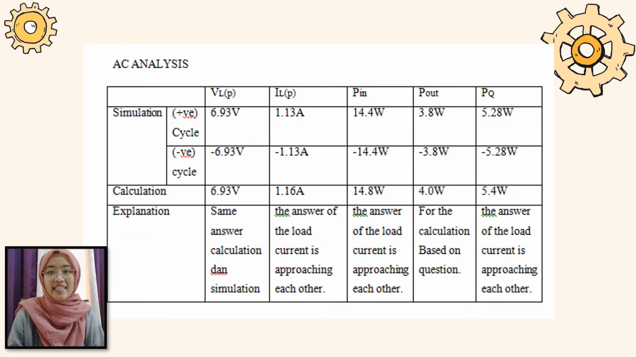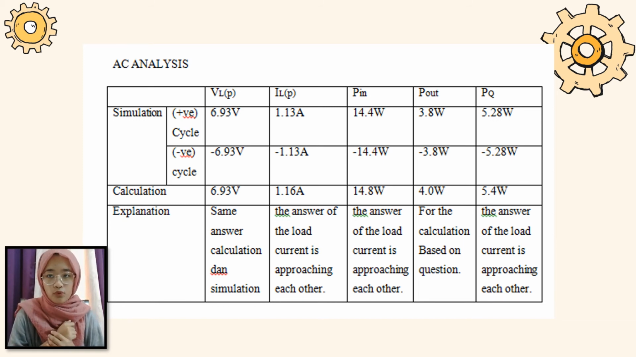For AC analysis, we find the values of load voltage, load current, power input, power output, and power dissipated. For simulation, we have two values, one for the positive cycle and one for the negative cycle. For the negative cycle, the value will be negative and vice versa for the positive cycle. For load voltage, the simulation and calculation values are the same, which is 6.93 volt. Next, for I load, the simulation value is 1.13 ampere, while the calculation gives 1.16 ampere. These two values are approaching each other.